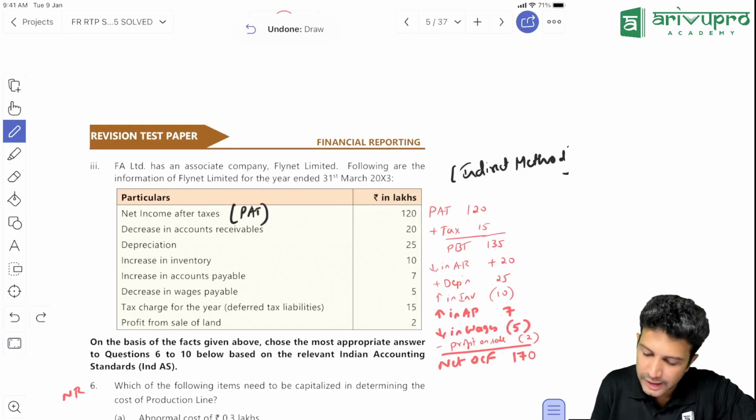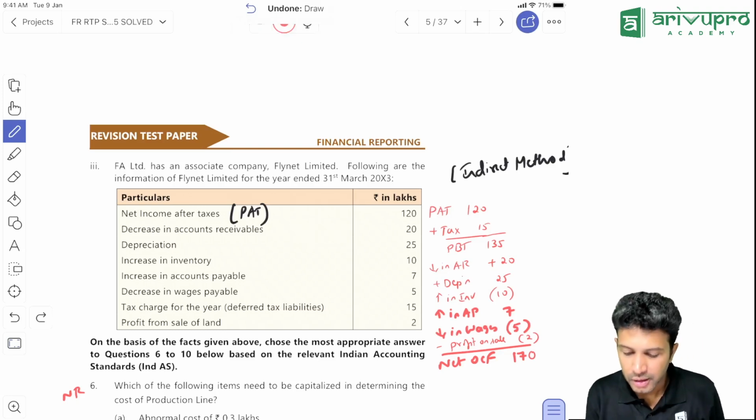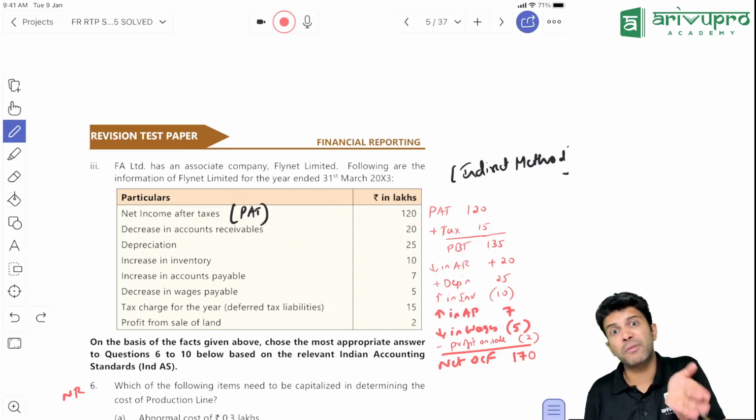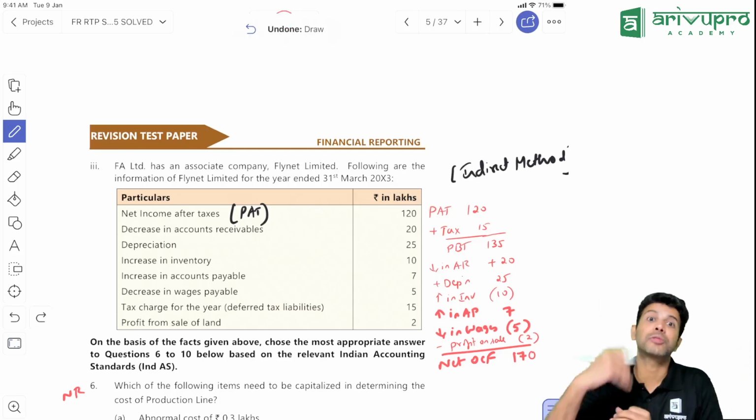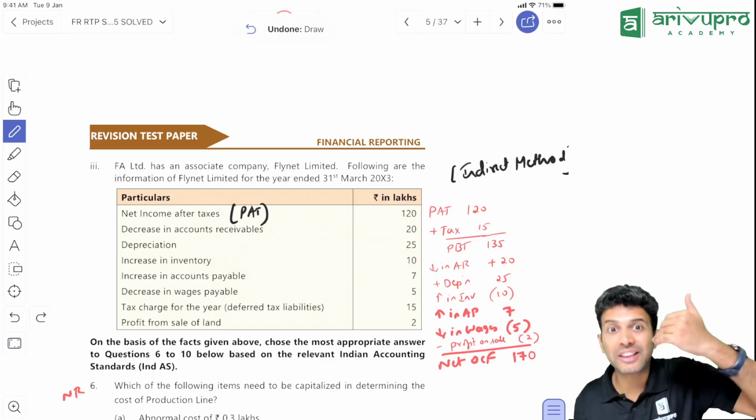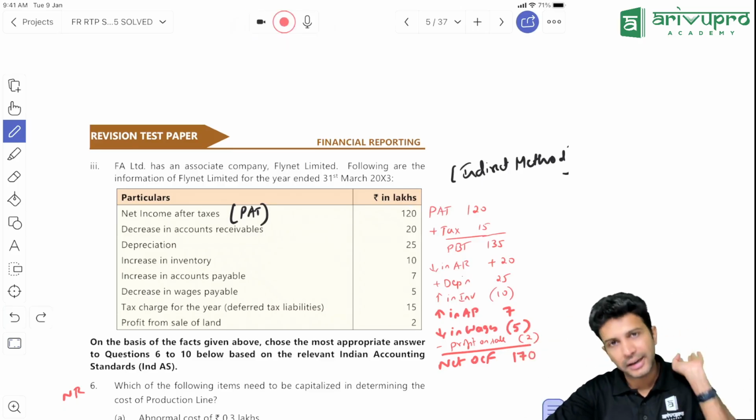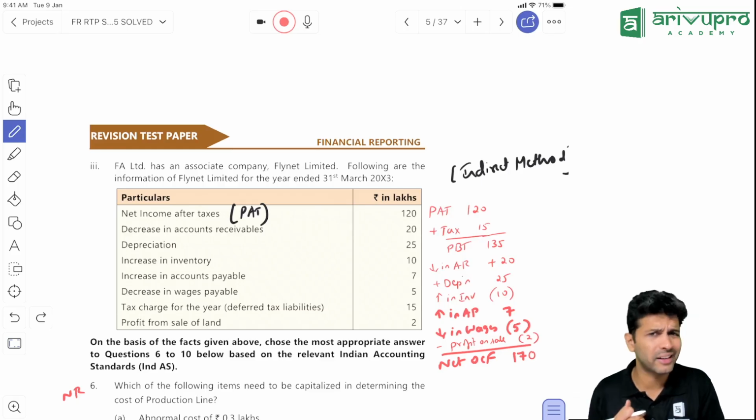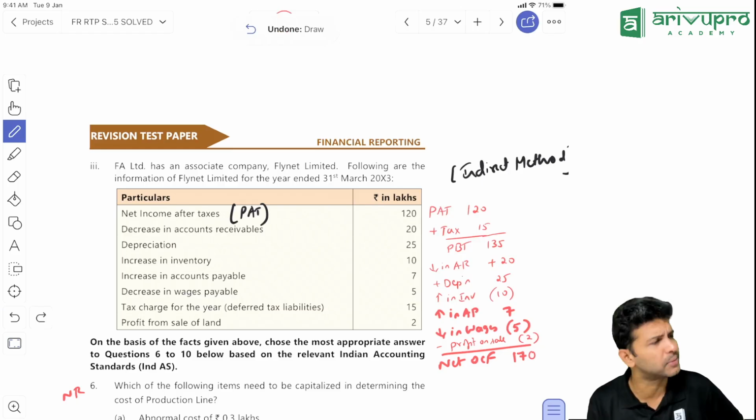PAT is 120 lakh. Right, but we usually start with profit before tax, because for the cash flow statement we need tax paid, but in the P&L we consider the tax provision made. So this 120 lakh is after the tax provision, but we don't need the tax provision, we need tax paid. Hence, whatever provision we already deducted, add back. That they've given here. Tax charge including deferred tax liability is 15 lakh, right?